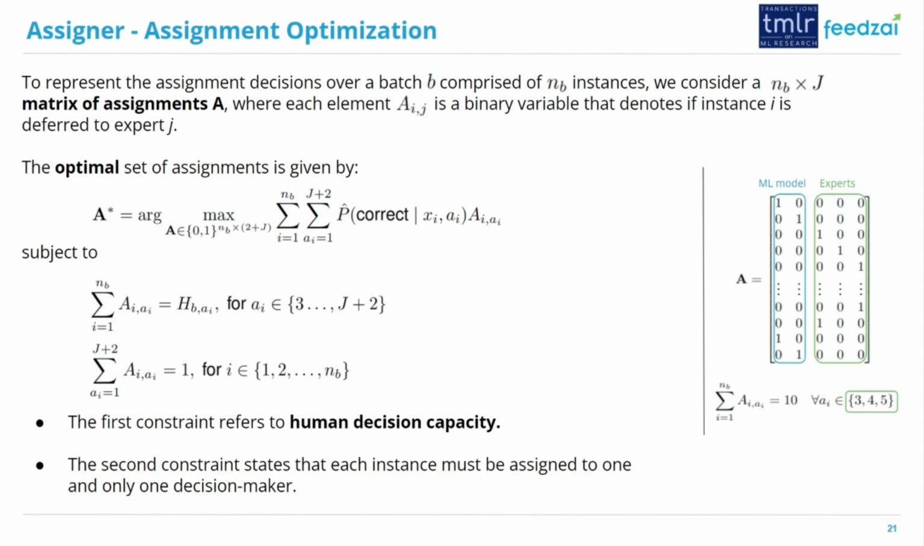The first constraint refers to human decision capacity, guaranteeing that the total number of instances deferred to a given expert is equal to the maximum number that the expert can process in said time period. The second constraint simply states that each instance must be assigned to only one decision maker. We have an example on the right where we see that the first instance was automatically predicted negative, the second automatically predicted positive, and the third deferred to the first expert, and so on.